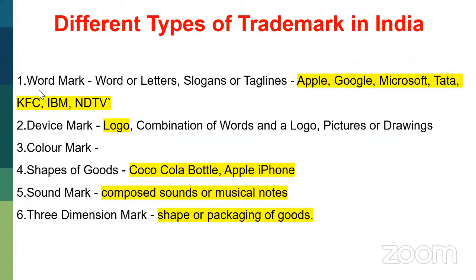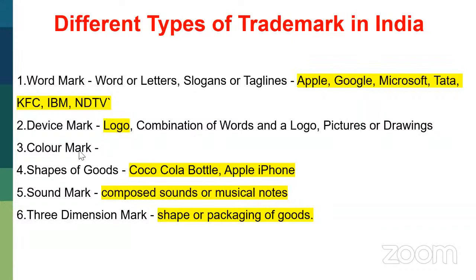So what comes under word mark? Word mark means Apple, Google, Easy Lords, Tata, KFC, NDTV, all these things are called word marks. Words come under the word mark category. And device mark: the logo, a combination of words and logo, pictures and drawings come under the device mark. So device means a logo, and a tagline along with the logo.